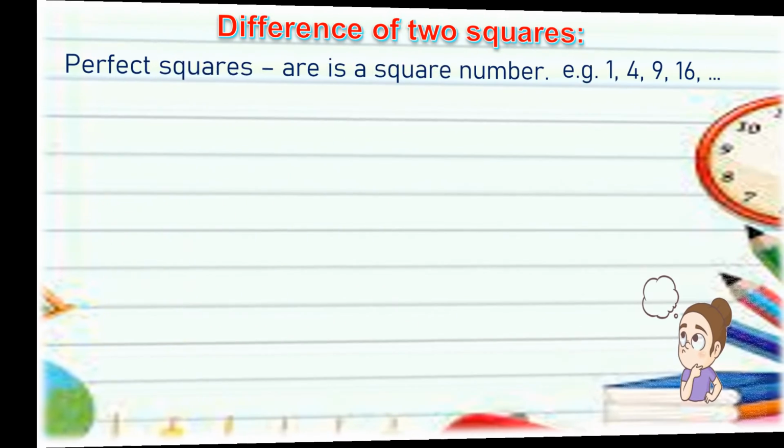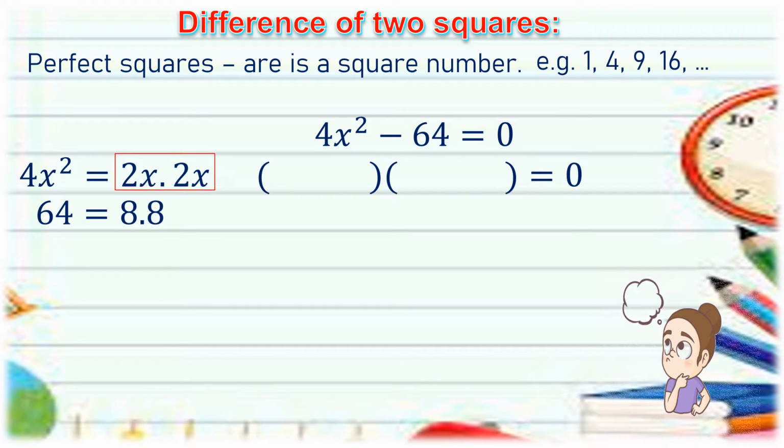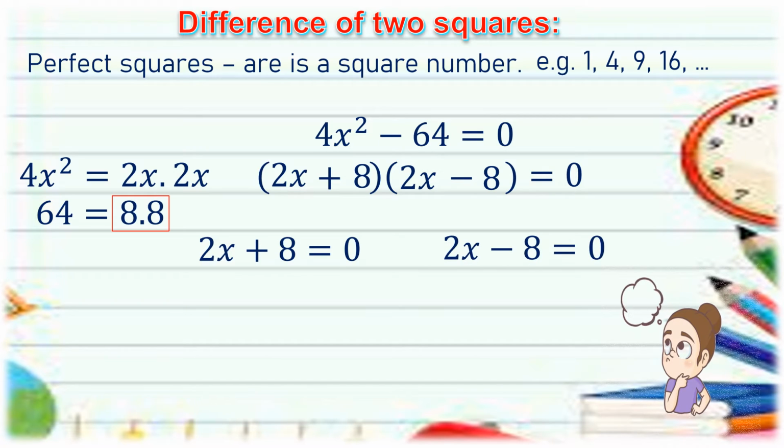Now let us have another one. Supposing we have 4x squared minus 64 is equal to 0. We all know that 4 is a perfect square, as well as x squared, and as well as 64. In doing this, the factors of 4x squared are 2x and 2x. And the factors of 64 are 8 times 8. And we are going to position your 2x as well as your 8. Then we are going to use plus and minus signs. Then we are going to equate it to 0.